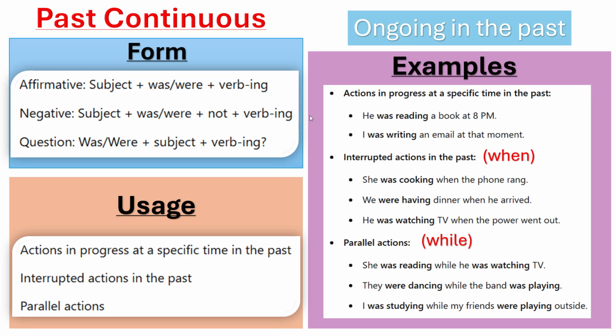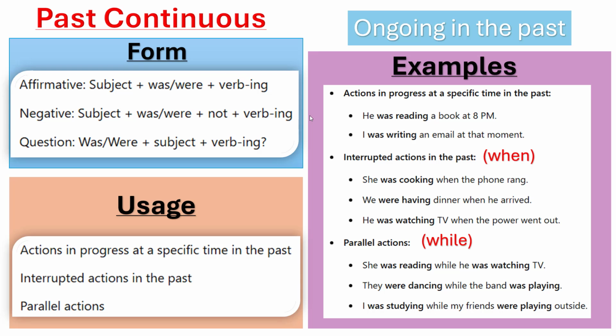Let's jump to the usage. When do we have to use the past continuous? So we have here three situations. The first one, actions in progress at a specific time in the past. Actions in progress, which means continuous, ongoing, at a specific time in the past. The second thing, we have interrupted actions in the past. So we have two actions, like one action interrupts or cuts another action. And finally we have parallel actions.